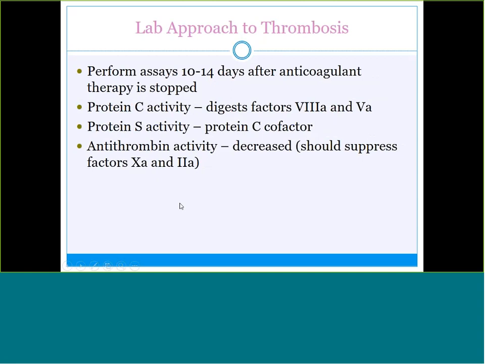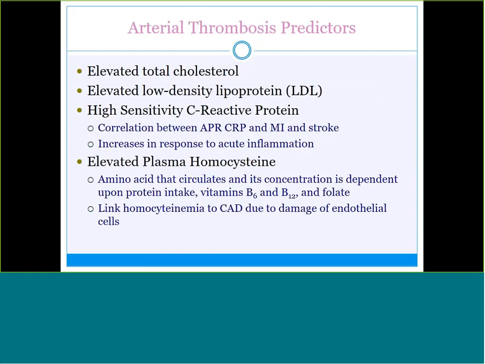All right, so lab approach to thrombosis. We're going to see the prevalence of clotting. If they can't figure out if it's due to a specific disorder, then maybe we can measure levels of protein C, measure levels of protein S, measure levels of antithrombin, and see if one of them is decreased as well.